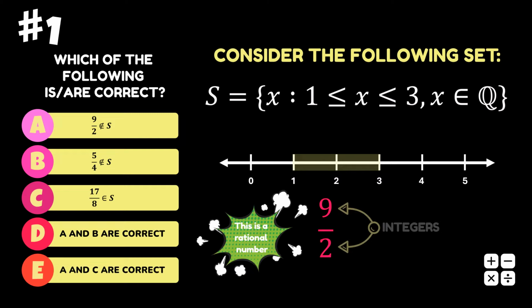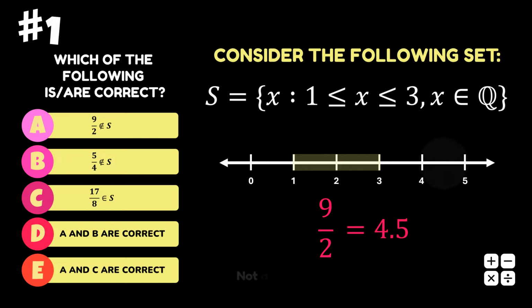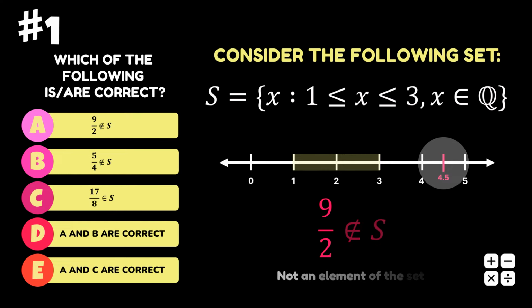Looking at option A, the fraction 9 over 2 is a rational number because it is a ratio of two integers, 9 and 2, and when converted into decimal form, this fraction is equal to 4.5. 4.5 is not a rational number between 1 and 3, and so we can say that the fraction 9 over 2 is not an element of the set S. Therefore, option A is correct.